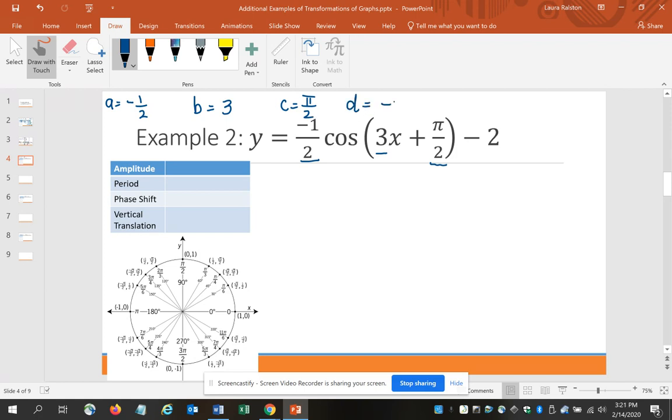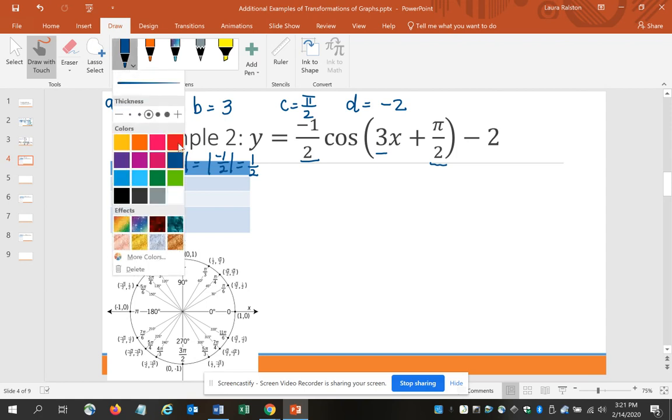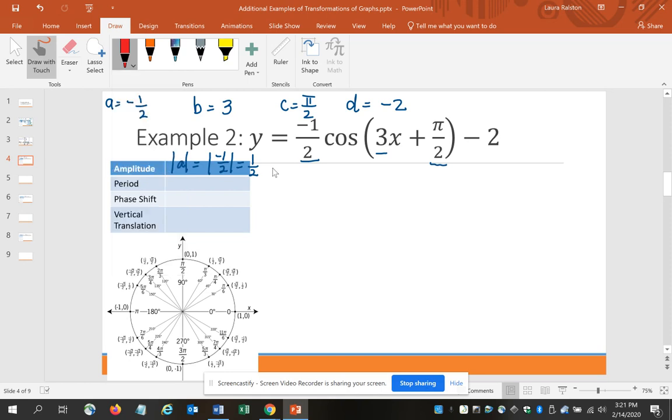And D is -2. So again, my amplitude is the absolute value of A. So I have the absolute value of -1/2, which is +1/2, because that negative is important. You can't just ignore it because you want to. The fact that that's negative tells me that I'm going to have a reflection over the x-axis. So that's like you're going to flip it around the x-axis, sort of like a water wheel or Ferris wheel.